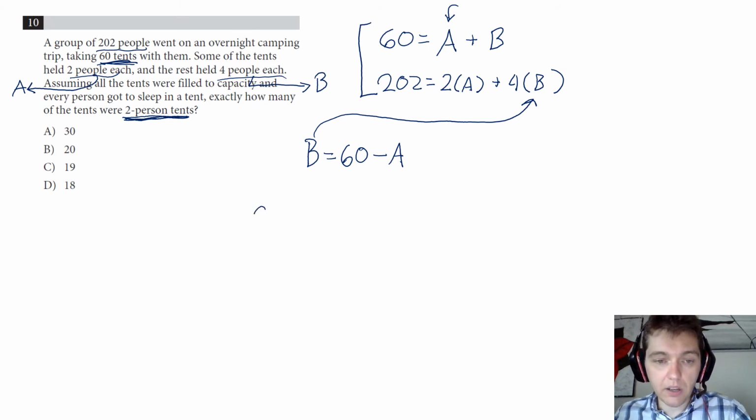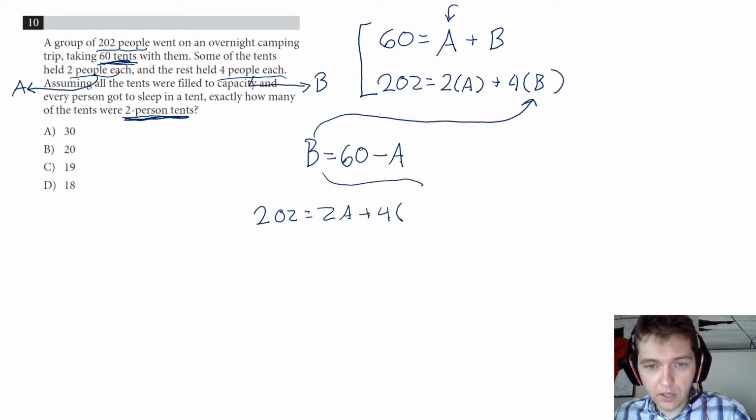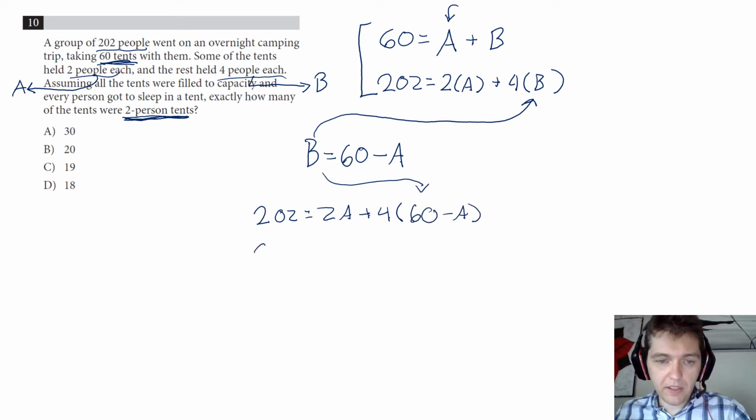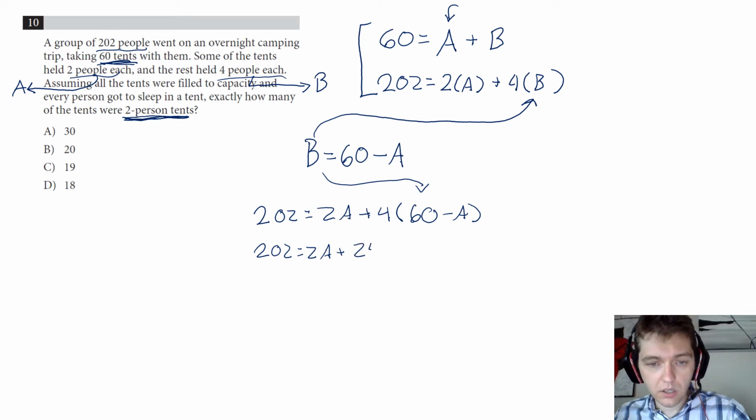Let's do just that. We have 202 is equal to 2A plus 4 times, we're now plugging in 60 minus A. Go ahead and simplify that. 202 is equal to 2A plus 4 times 60 is 240 minus 4A. Combine those terms. 202 is equal to negative 2A, which is 2A plus negative 4A, negative 2A plus 240.